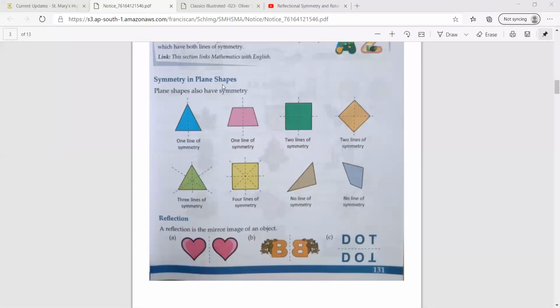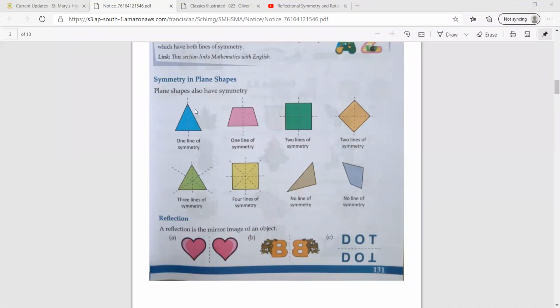Symmetry in plane shapes. Plane shapes also have symmetry. Now, first of all, plane means a flat shape which will have a length and a breadth. When it has only two dimensions, then it is called a plane shape, which can be drawn on a flat surface.